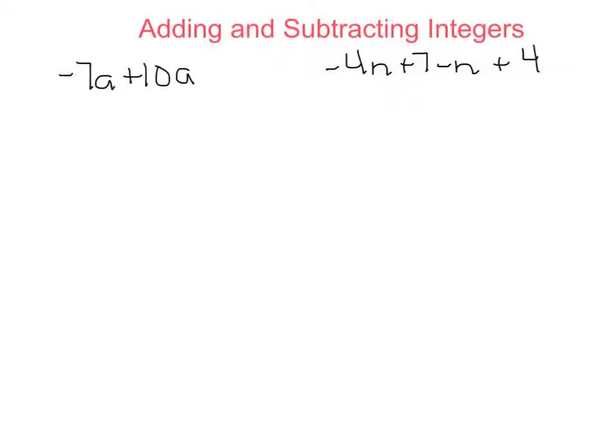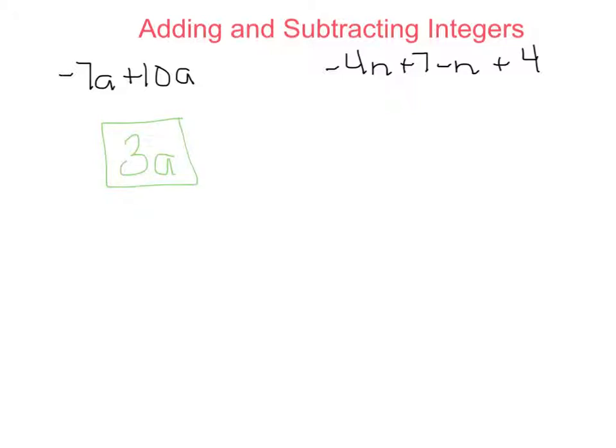Okay, last part we'll go over is algebraic expressions. When you're combining like terms, the same rules apply. If the signs are the same, add and keep. If they're different, subtract. Keep the sign of the larger. These are different. So 10 minus 7 would be 3a. Since the larger number is positive, our answer is also positive.